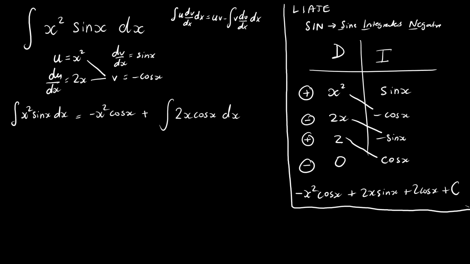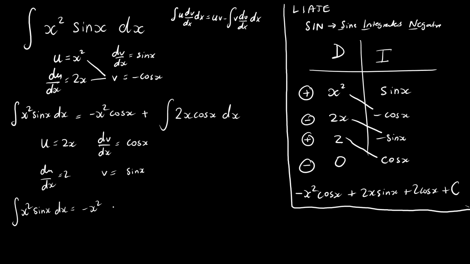However, I now have another product, 2x cos x, that's a product of 2x and cos x, so I'm going to have to do the same thing again. Now I've got algebra and trig, so I'm going to say that u equals 2x, dv by dx equals cos x. Differentiate this one, du by dx is 2, integrate this one, get sin x. So I'm going to keep the whole integral in here. I get minus x squared cos x plus, now this part is going to be uv, 2x sin x, minus the integral of these two things, the integral of 2 sin x dx.